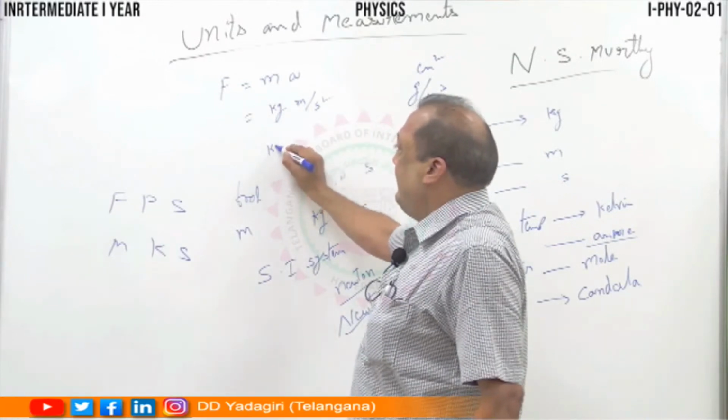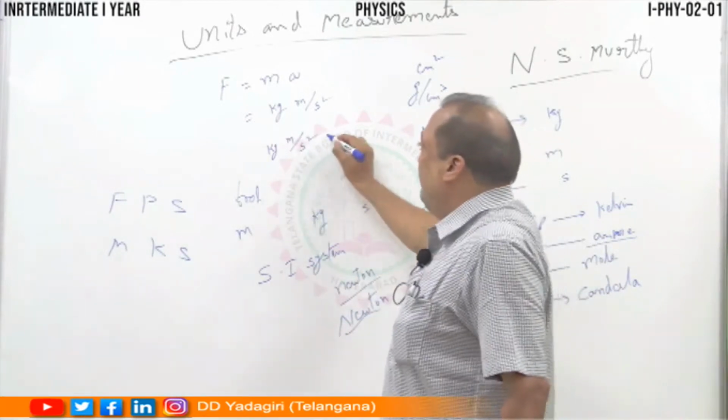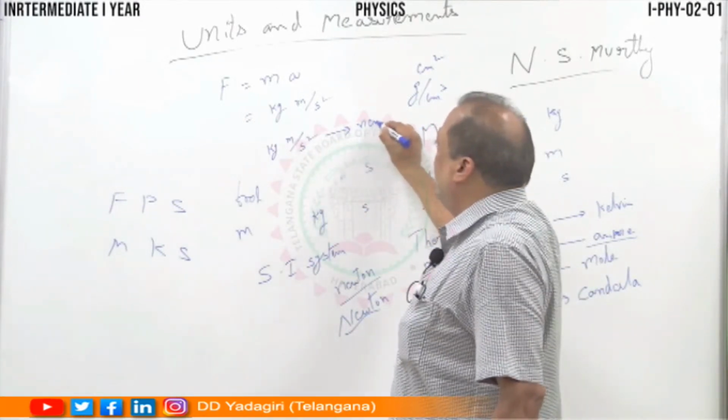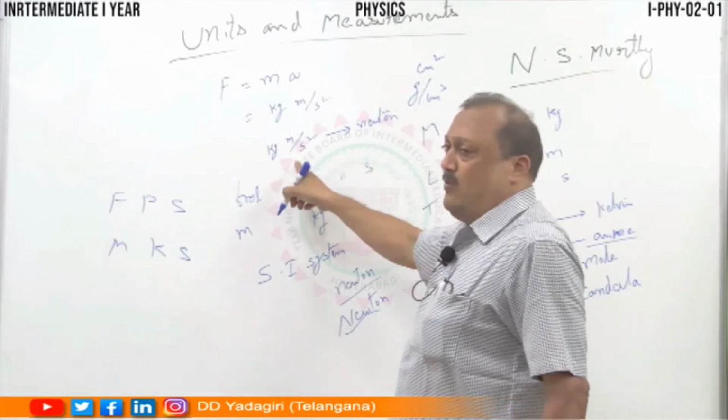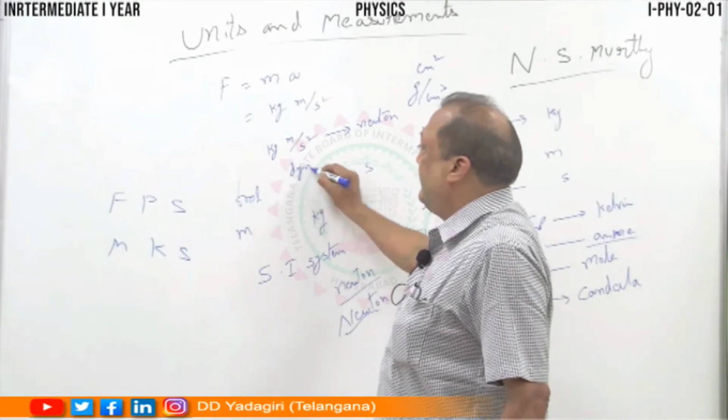So kg meter per second square, that is the unit of force. For this we are giving the name Newton. 1 Newton = 1 kg meter per second square. Similarly dyne, that is the CGS unit.